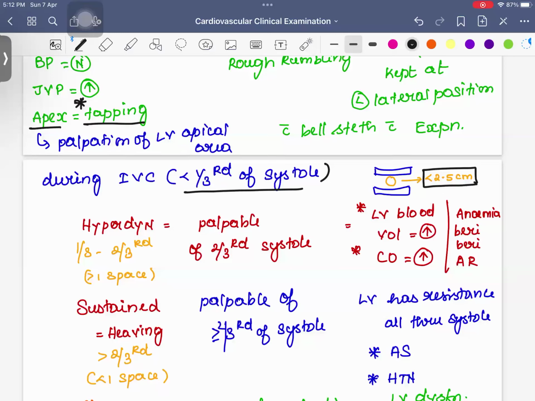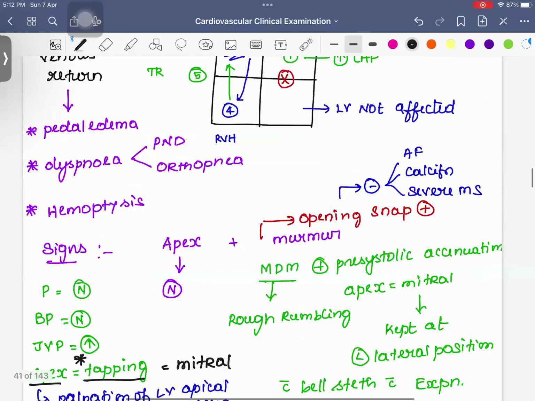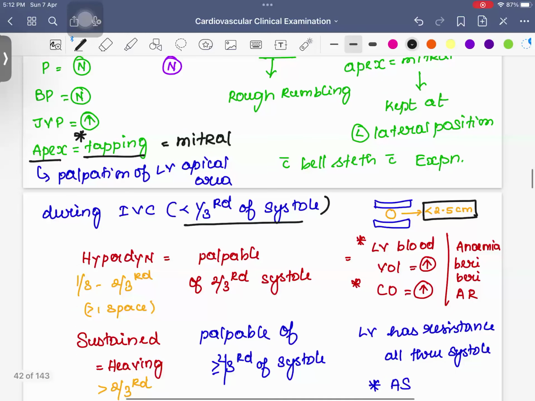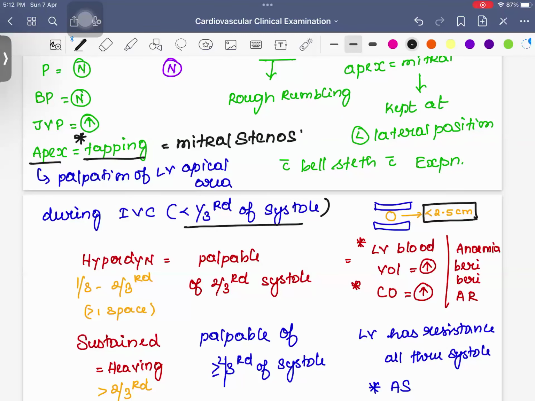So that is going to be seen in mitral stenosis. You are going to see a tapping apical impulse in mitral stenosis. That is a very important thing. You will get a tapping apical impulse in mitral stenosis.